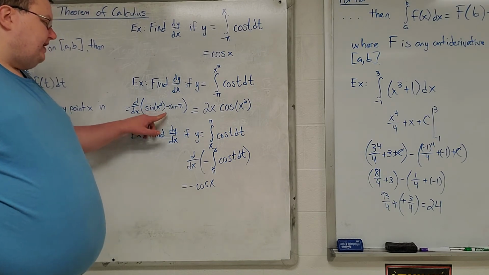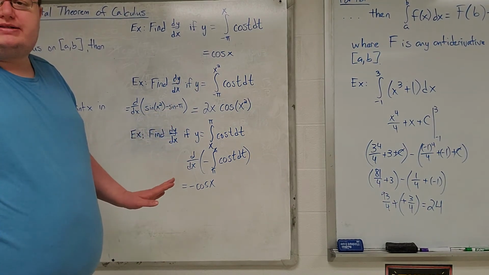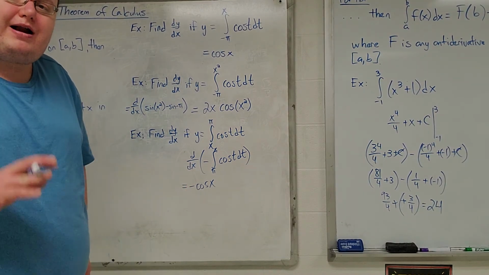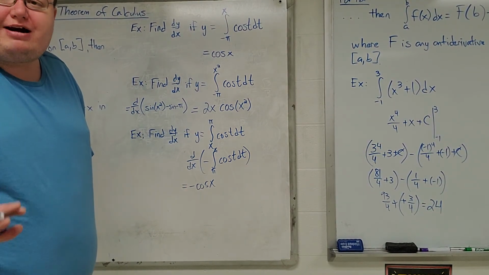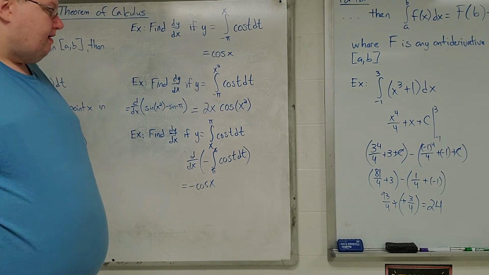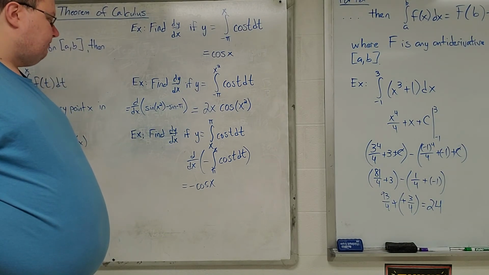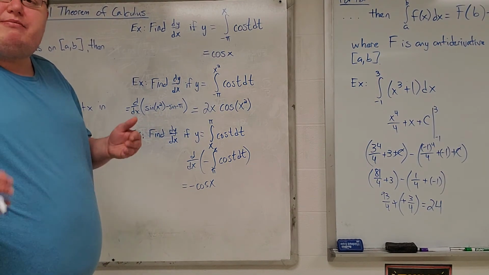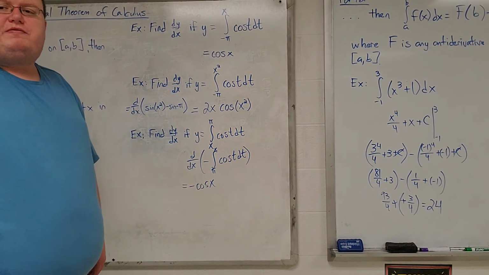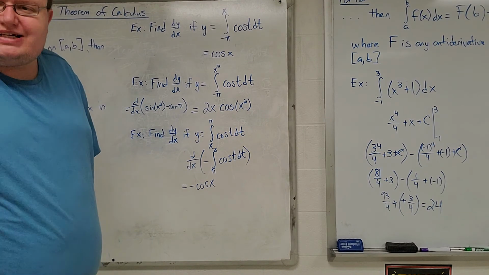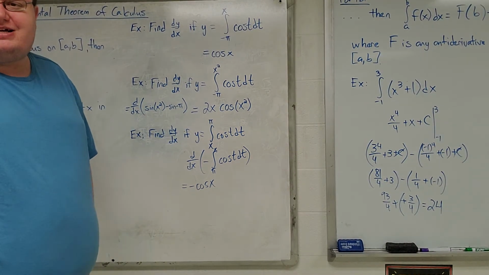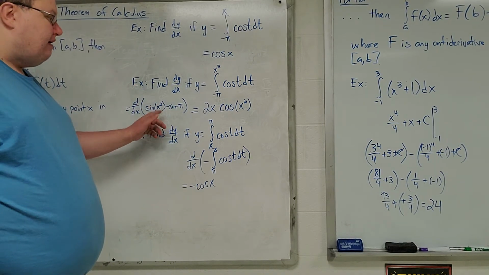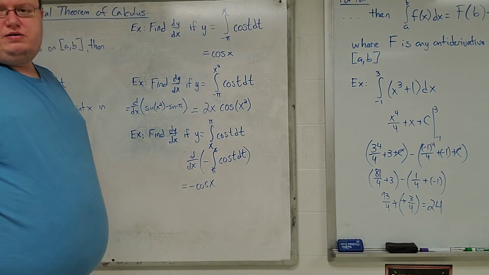If I derive this, sine of negative pi is a constant, so that term's going to go to 0. That's why the bottom bound doesn't really matter as much. But the top bound, with x squared plugged in, I'm going to derive that. If I derive sine of x squared, that's an x squared function plugged into a sine function, so I have to use the chain rule. That's why we use the chain rule here.